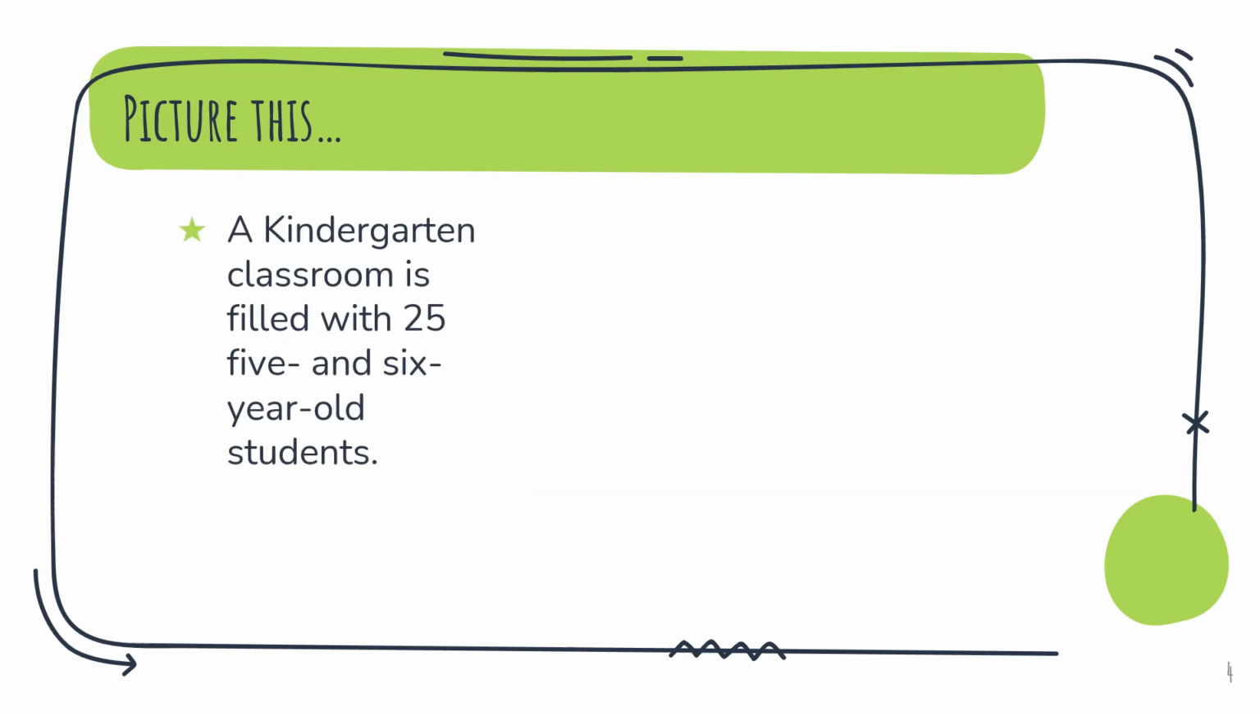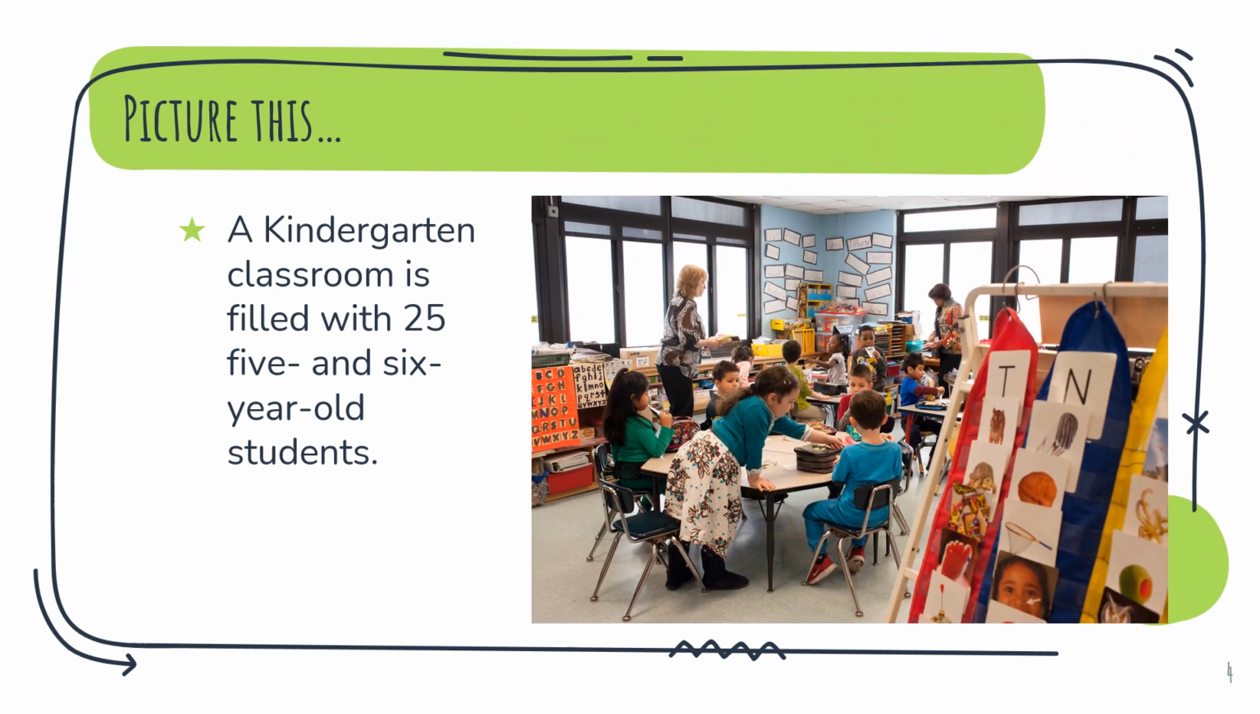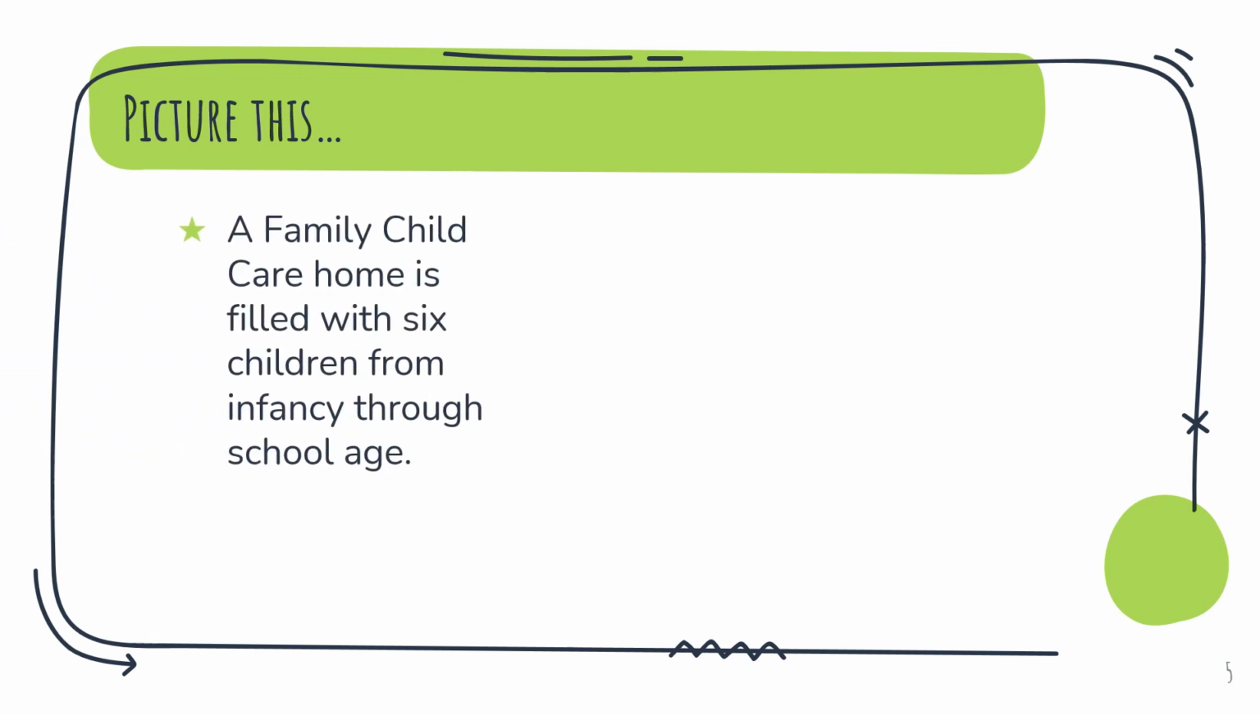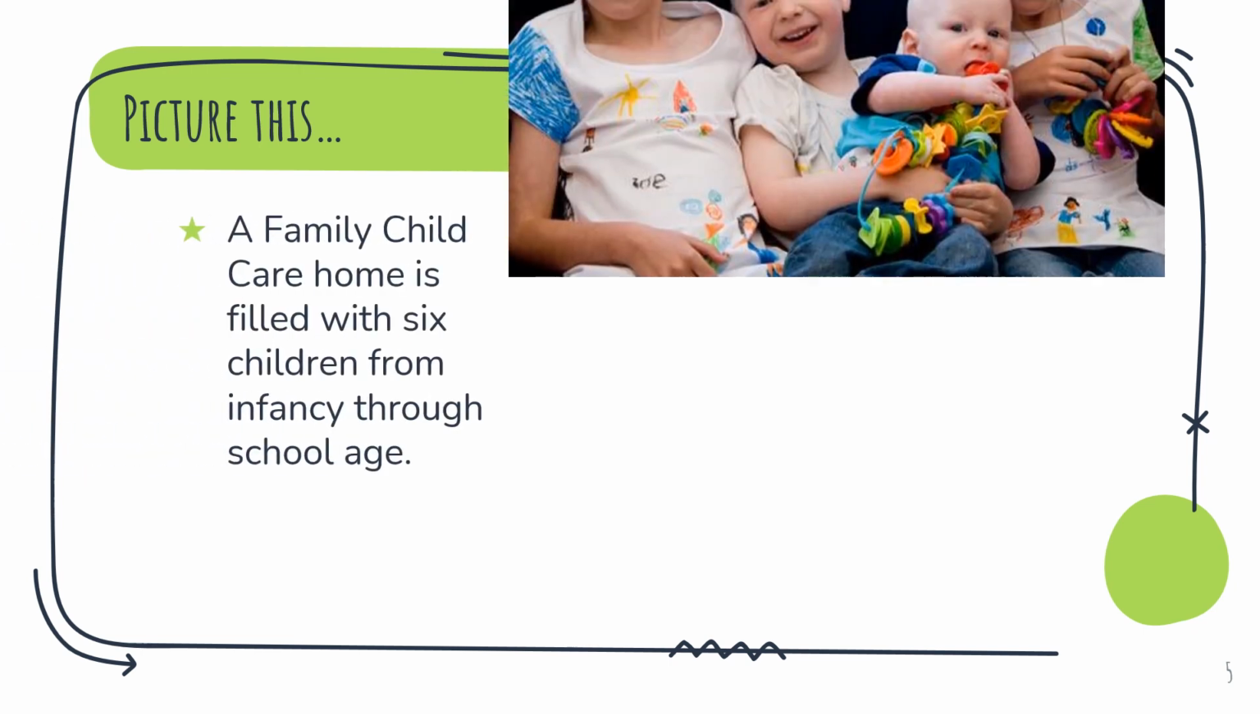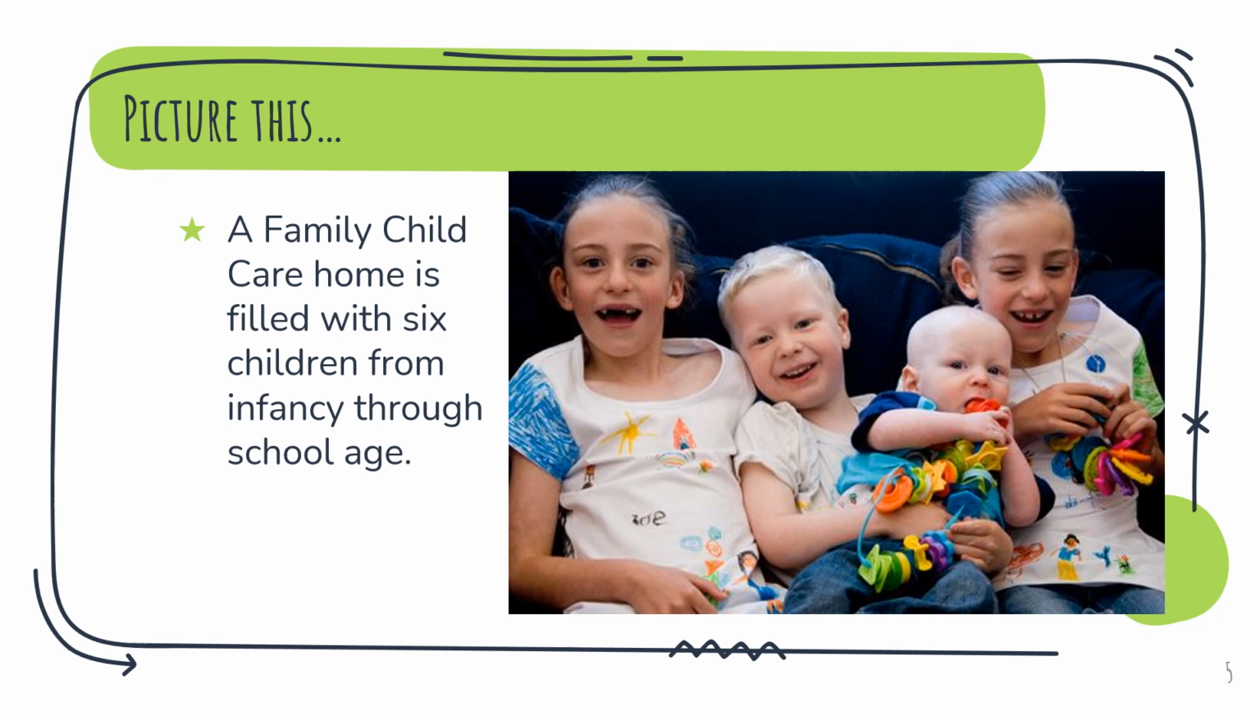Or picture this. There's a kindergarten classroom filled with 25 5- and 6-year-old students. So it's a full classroom of students. And lastly, picture this. It's a family childcare home filled with 6 children from infancy through school age. So very often in a family childcare, it's going to be a mixed age grouping. So you might have some infants as well as some school age children present.